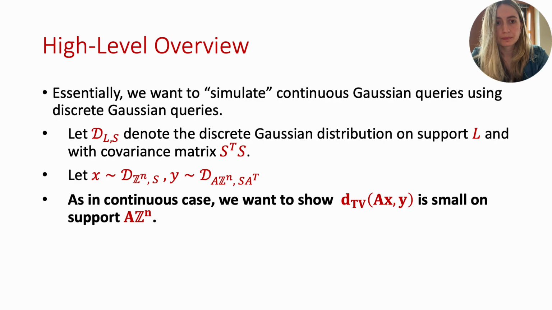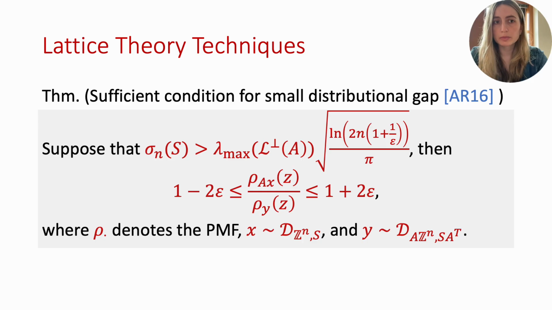after multiplying by A. Now, if we want to mimic the continuous case, we want to show some sort of rotational invariance. We want to show that the total variation distance between AX and Y is small on the support A times Z to the N. Now, to show this, we adopt techniques from lattice theory, and we look at this paper of Agarwal and Regev in 2016, which showed a sufficient condition for this small distributional gap. So supposing that some condition is true, which I'll talk about in a second, then it's actually true that the PMF of the distribution AX at a point Z is very close to the PMF of the distribution Y at the same point Z.